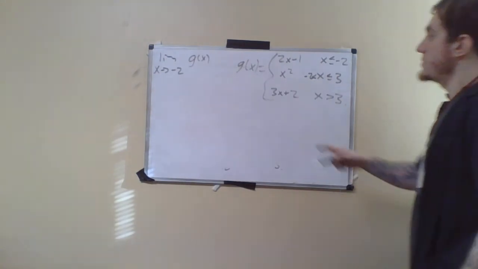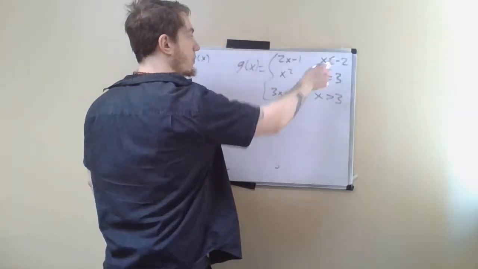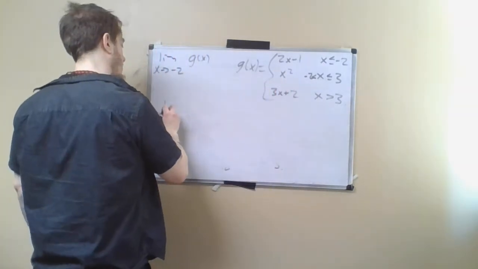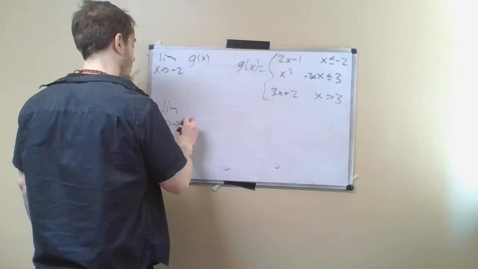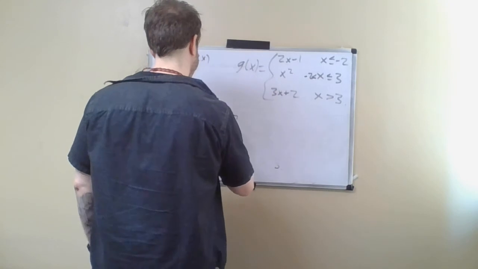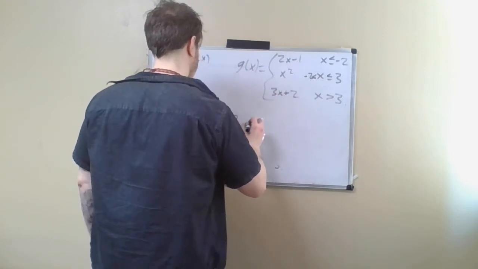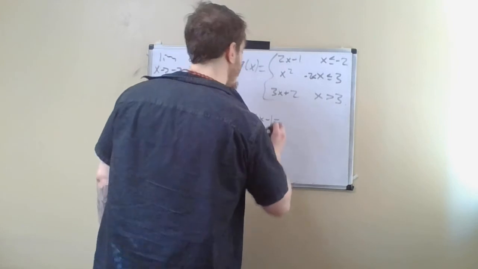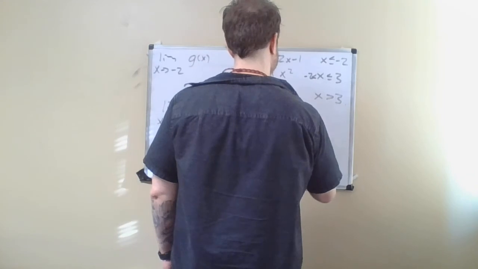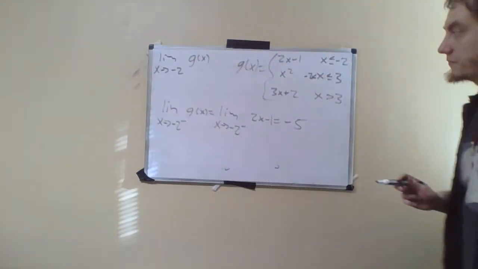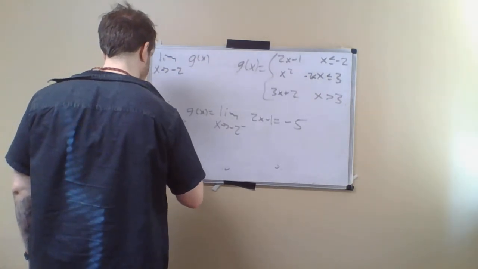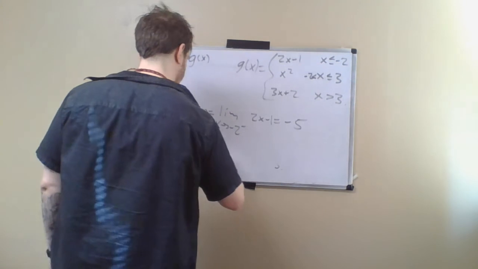Here's what we're going to do. The negative 2 is a transitional point here. We change from 2x minus 1 to x squared. So we split this into the limit as x approaches negative 2 from the left. That is going to be the limit as x approaches negative 2 from the left of 2x minus 1. And that is going to be 2 times negative 2, that's negative 4, minus 1, I get negative 5. And then we're going to do the limit from the right. So we're going to do the limit as x comes into negative 2 from the right of g of x.